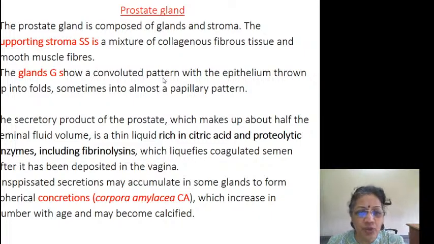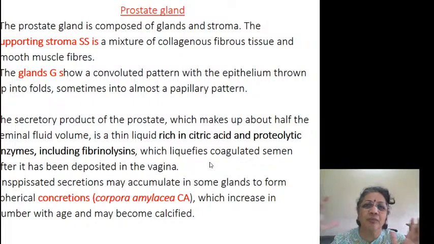The glands themselves show a convoluted pattern. The epithelium is thrown into folds, almost like a papillary pattern. You'll see it in the next slide. The secretory product, prostatic fluid, which makes up more than half of the seminal fluid volume, is a thin liquid rich in citric acid and proteolytic enzymes, including fibrinolysins. The purpose of this is to liquefy coagulated semen after it has been deposited in the vagina.